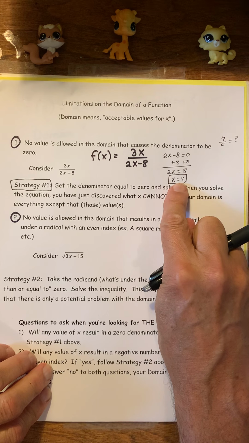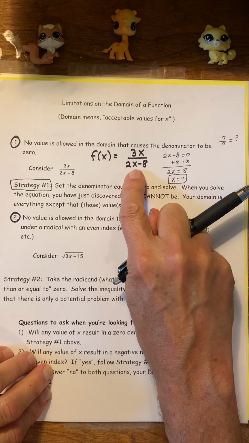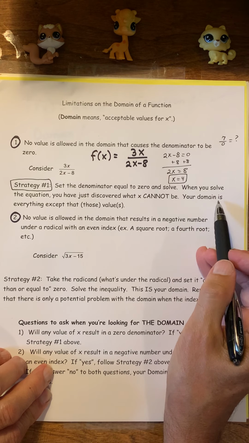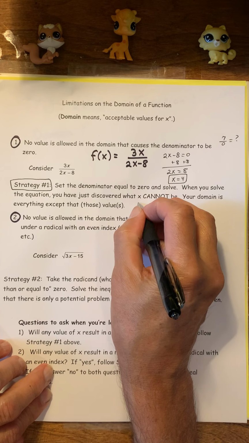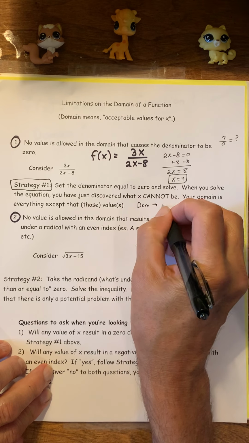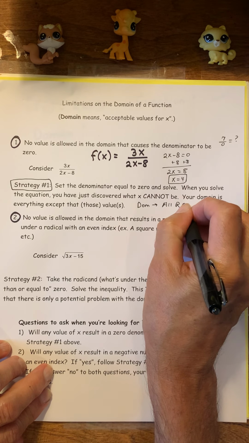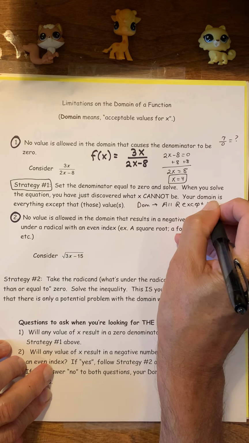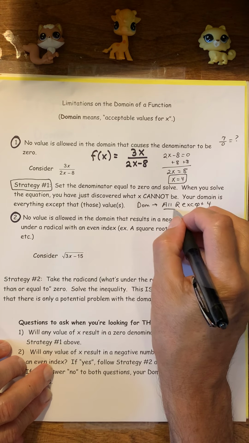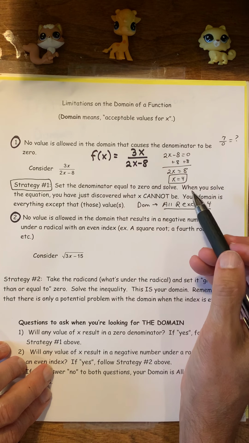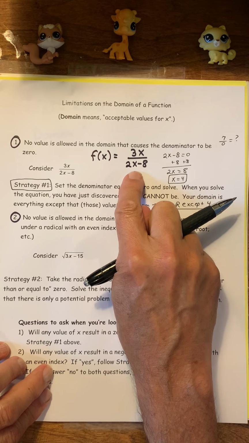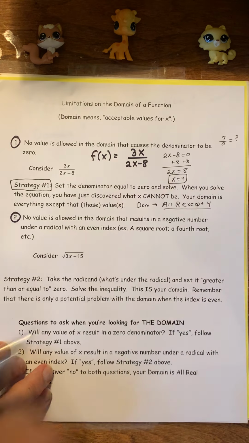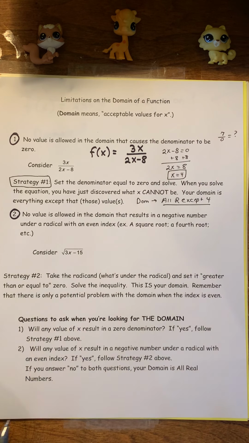This is the one value in the universe that x cannot be. Why can't it be that? Because it makes the denominator 0. Your domain then is everything except 4. Domain in this case: all real numbers except 4. So my domain, when we're talking about a fraction, if there's a limitation, it's going to be expressed as all real numbers except something, the one something that makes the denominator 0. Look at another example.